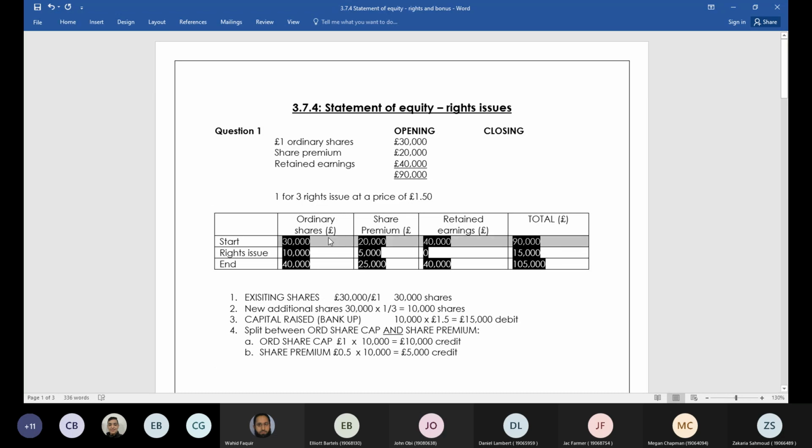Well, the first line are the opening figures. The last line are the closing figures. Couldn't be easier in this example. Not much going on really. We've got 40,000 premium. We've generated a share premium of 5,000. Retained earnings in this question, no profit was made, no information about tax, so that remains the same. 40,000. Of course, the total is 105. Okay, good.